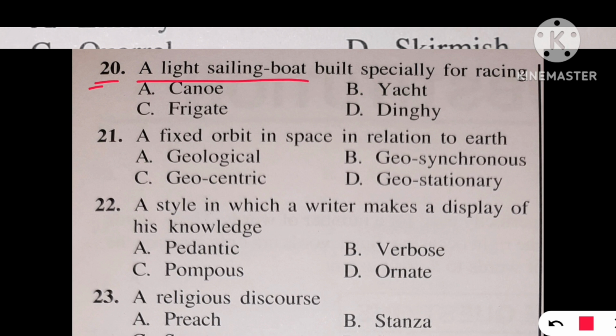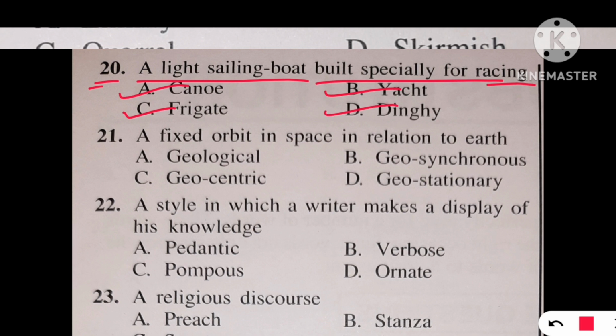A light sailing boat built specially for racing is called a canoe? Option B, yacht. Option C, frigate. Option D, dinghy. The right answer is option B, yacht. Yacht is a light sailing boat built specially for racing.